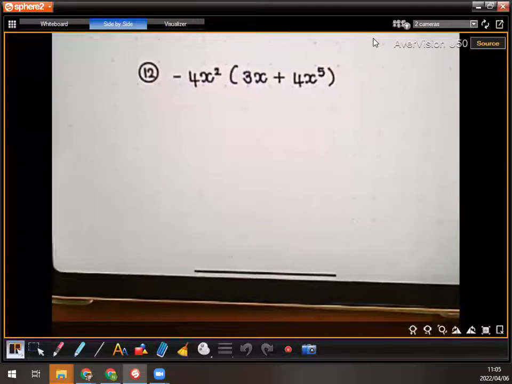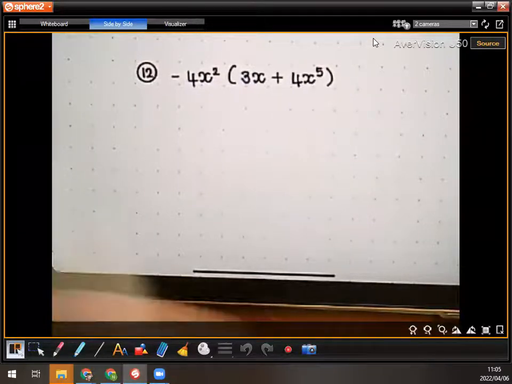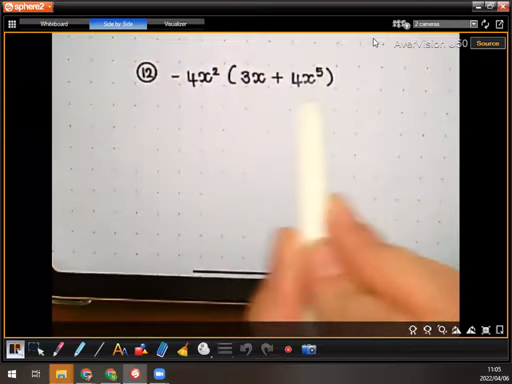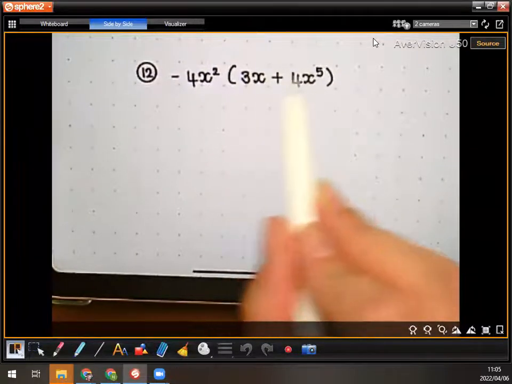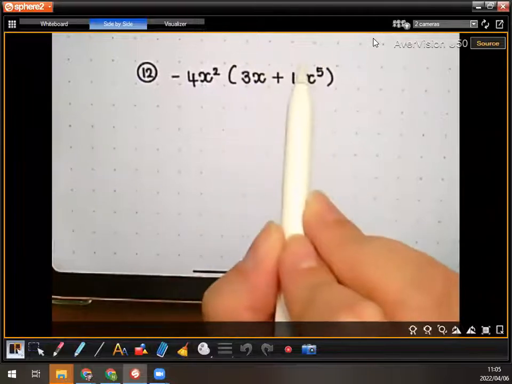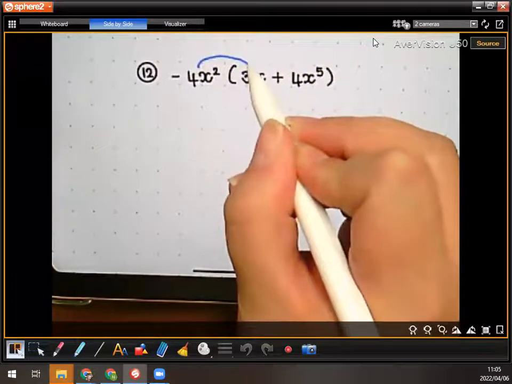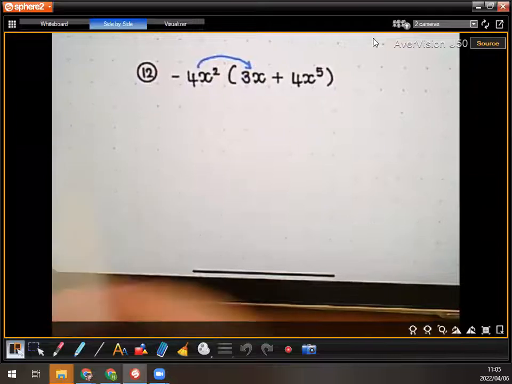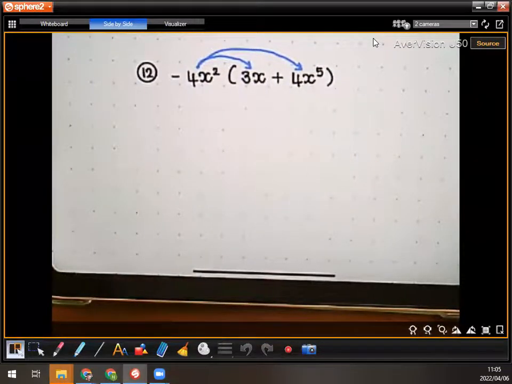All right, guys. Let's take a look in that bracket there at those like terms. 3x and 4x to the 5. They don't have the same exponents, right? They both have x's, but that's just an x, that's an x to the 5. So these are not like terms, okay? So I can't add those together. So again, I need to do the same thing. I need to multiply the negative 4x squared by the first term and then by the second term.